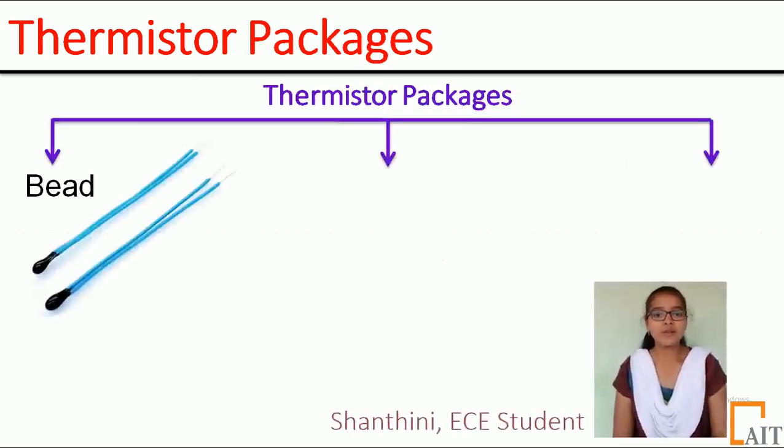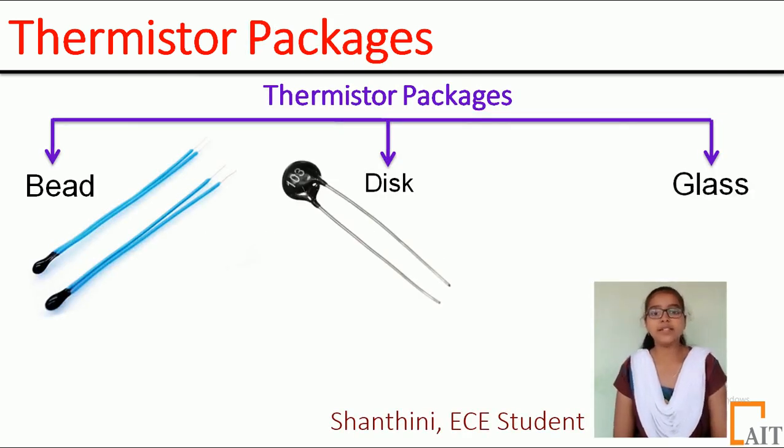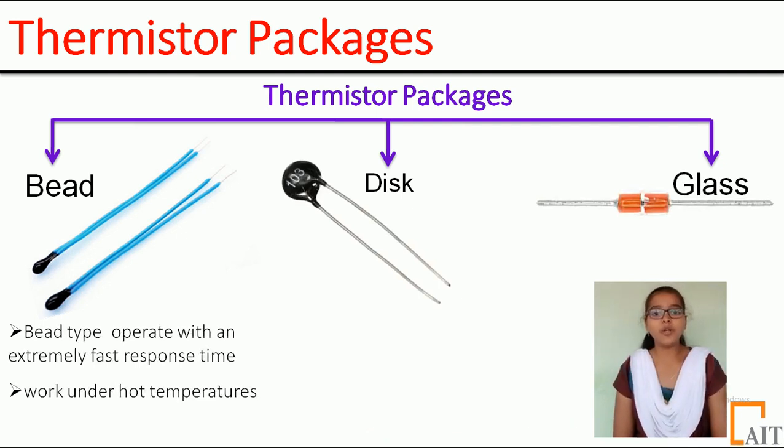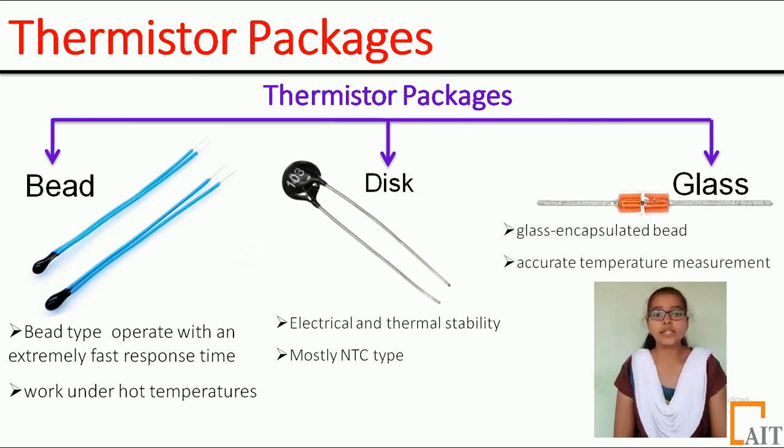Thermistor packages are of three types. They are bead, disc and glass. Bead types operate with an extremely fast response time. It works under hot temperature. Disc has excellent electrical and thermal stability. It is mostly NTC type. Glass encapsulated bead gives accurate temperature measurement.